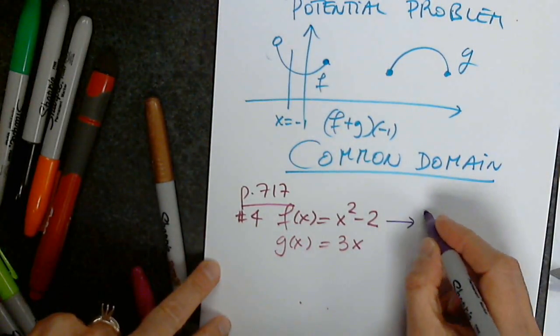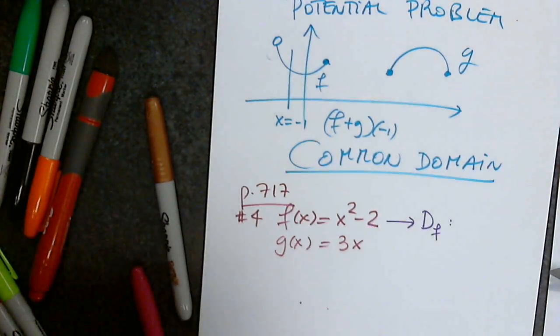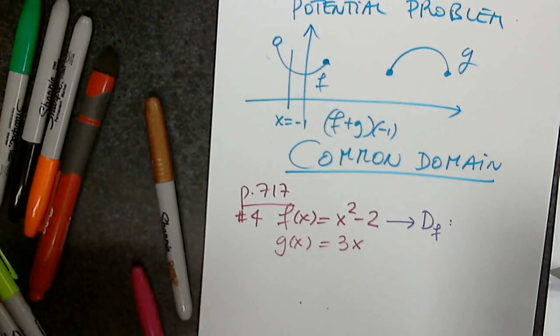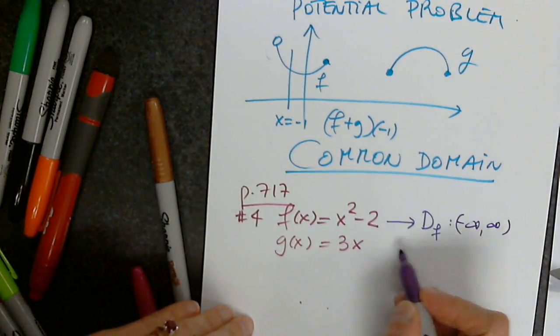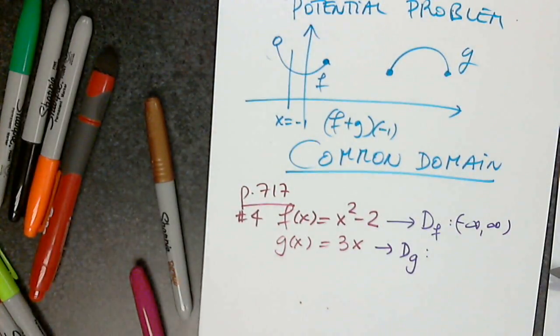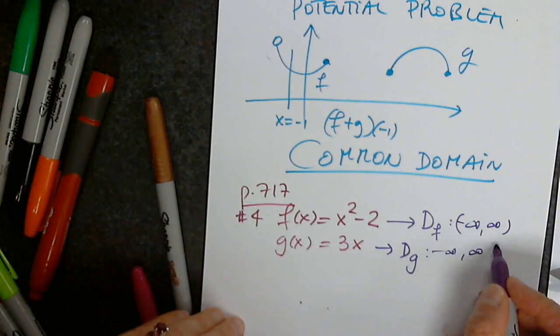First, I need to find the domain of function f. We know how to graph this function. It's x squared. What is its domain? Negative infinity to infinity. Right, because it's a polynomial function, it's quadratic, indeed. Then I have to find the domain of function g. Well, I know how to graph this. It's a linear function with a positive slope. What will be its domain? Negative infinity to infinity, for the same reason, it's a polynomial function.